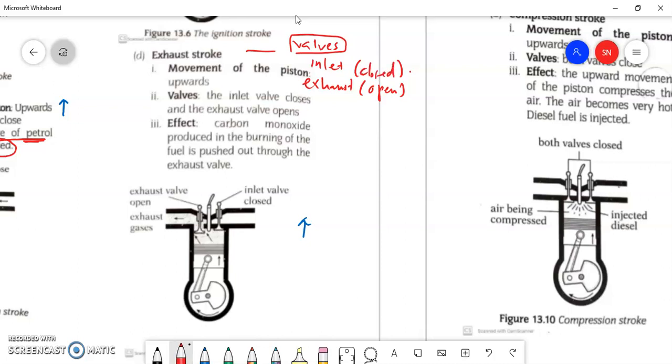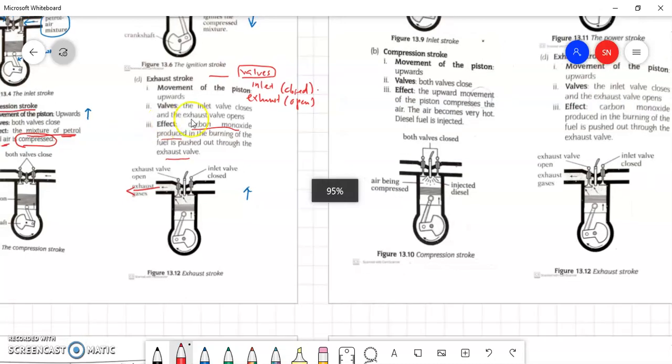So remember that. Now the effect is carbon monoxide produced in the burning of the fuel is pushed out through the exhaust valve. Not only carbon monoxide, all the gases which are produced when the petrol air mixture is burned are pushed out through the exhaust valve, through here. So this is where the gases are emitted. All right, so that's what you got to remember for this 4-stroke petrol engine.